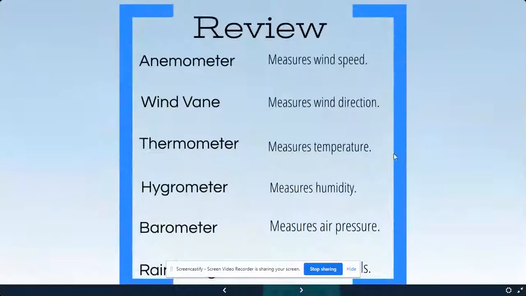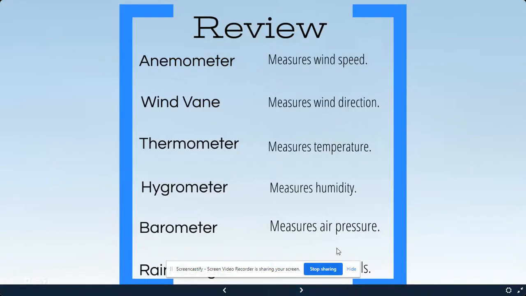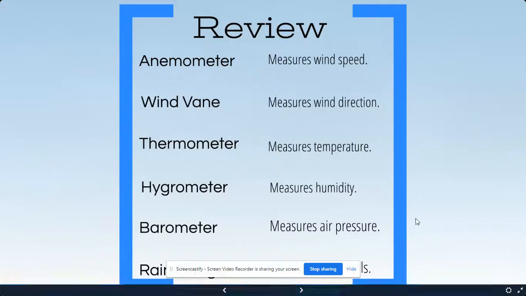So just to review, an anemometer measures wind speed. A wind vane measures wind direction. A thermometer measures temperature. A hygrometer measures humidity. A barometer measures air pressure. And behind this little thing that I'm not able to move right here, it says rain gauge, and that measures the amount of water, the amount of precipitation.